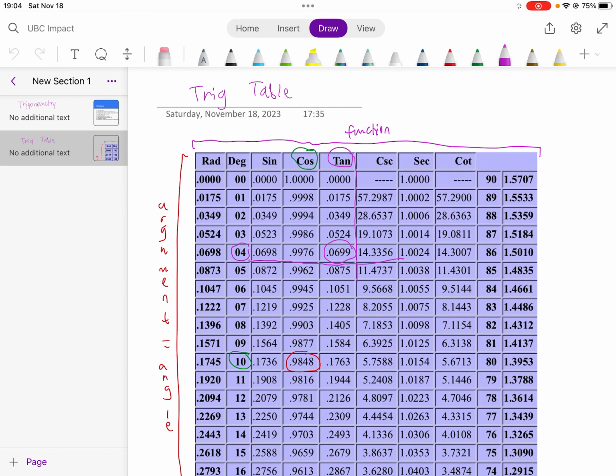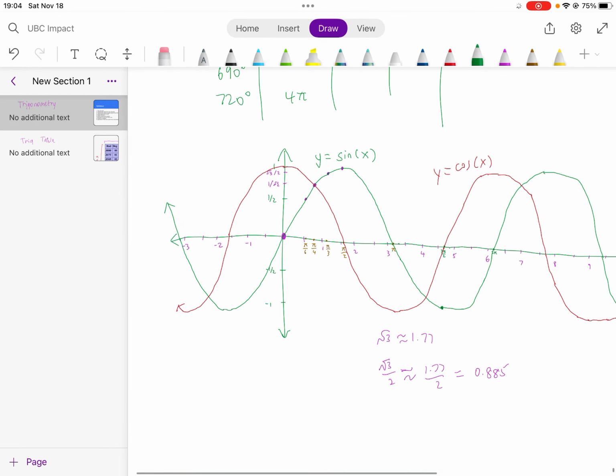Remember that now we don't look at the degree column anymore, we look at the radian column. So this is the x values, and for tangent, this would be the y values. So we can map this to that. That's how we can plot these. Okay? All right.